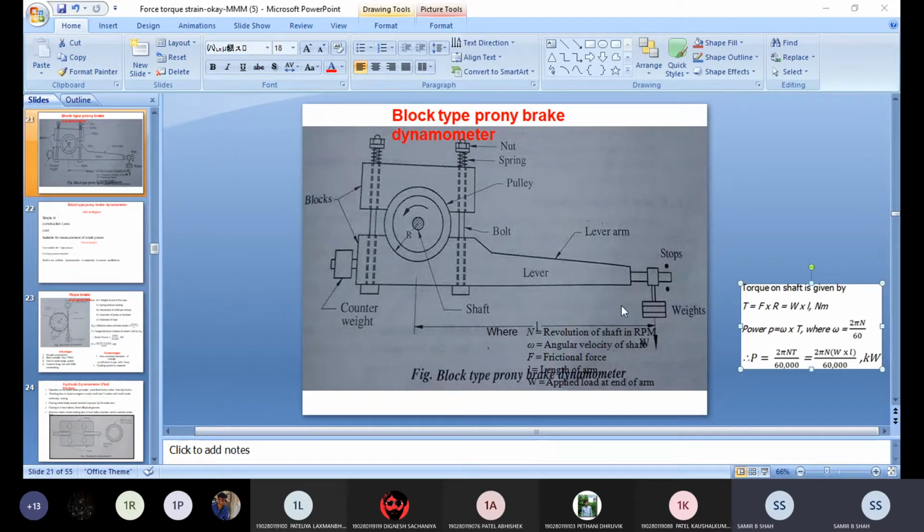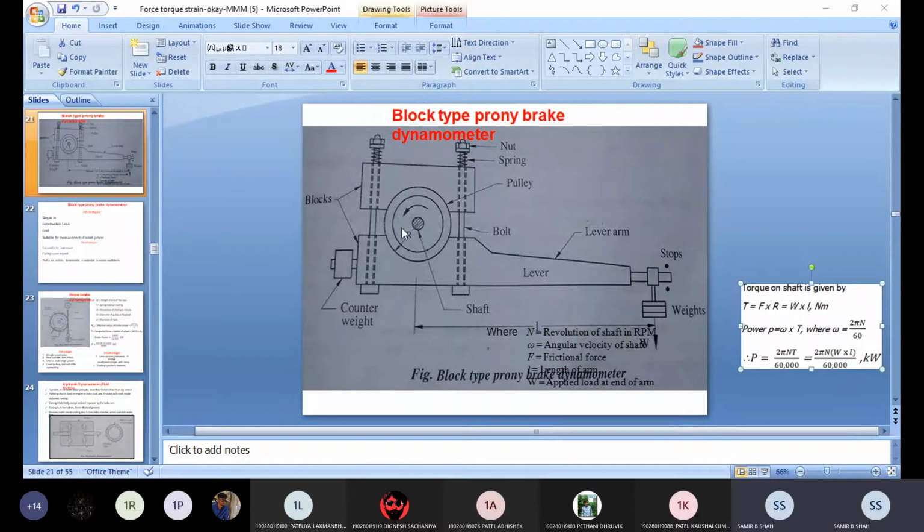Initially it may not be in the horizontal position, so we have to keep it in the horizontal position with the help of the counterweight. We have to attach the weight so that it maintains the horizontal position. Until it gets into the horizontal position, we have to adjust the counterweight.